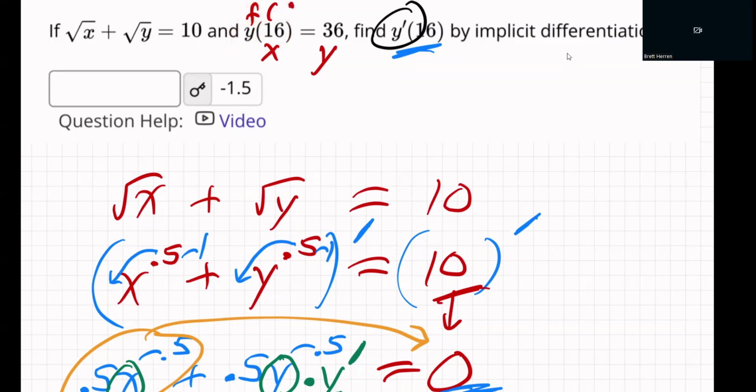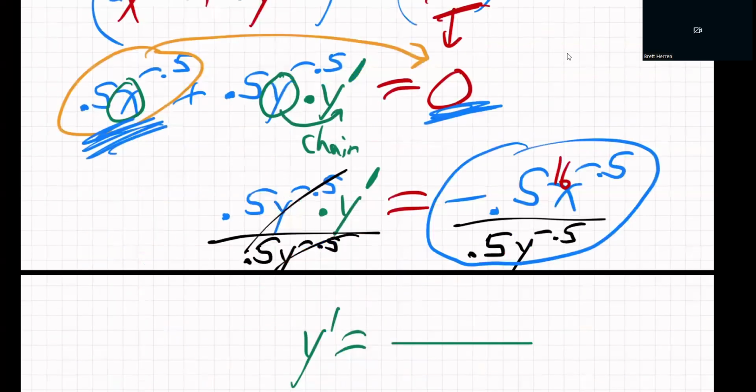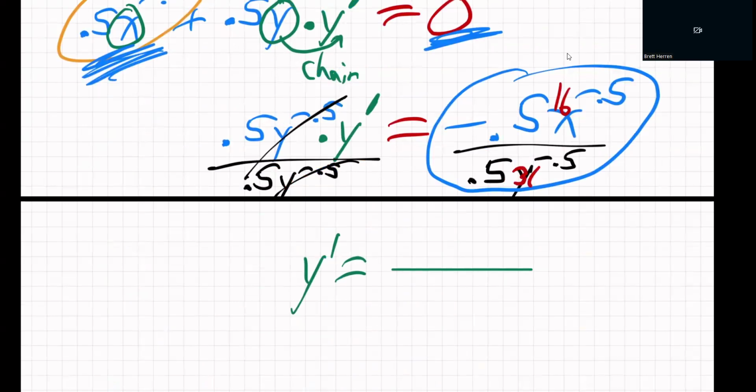Oops, that's an x, and what it equals is y. So that's saying x is 16, y is 36. x is 16, y is 36. So then we get minus 0.5, 16 to the minus 0.5, over 0.5 and 36 to the minus 0.5.